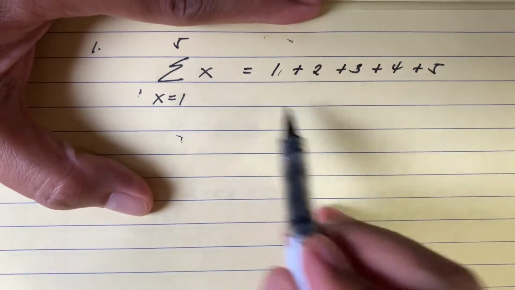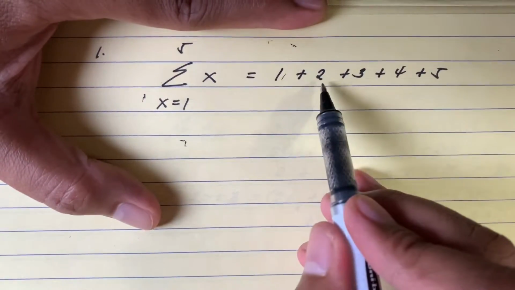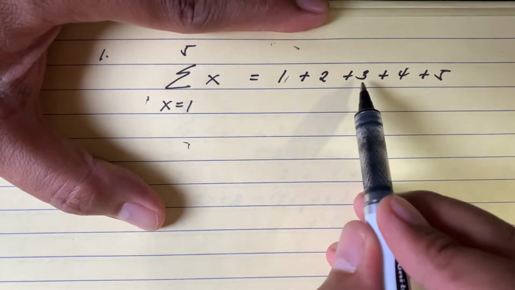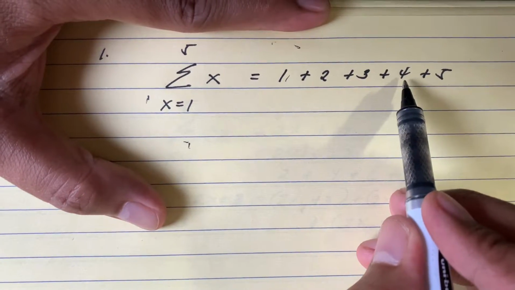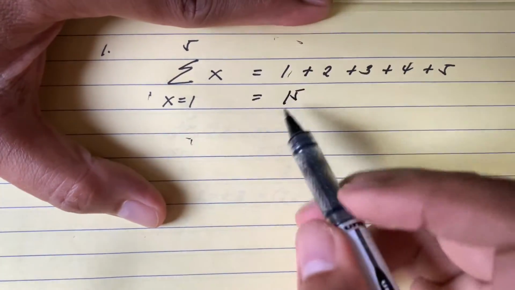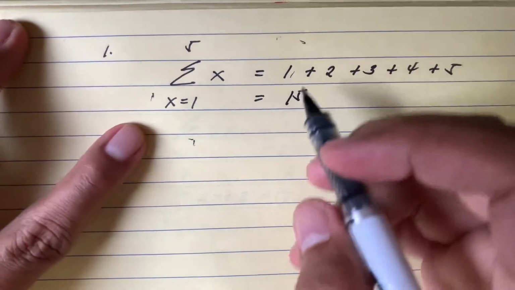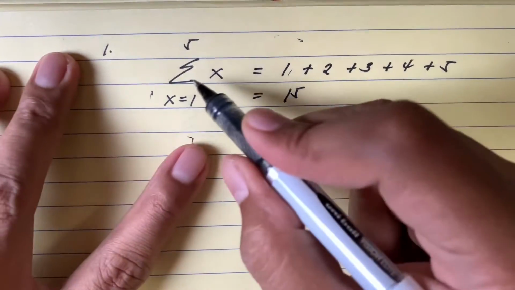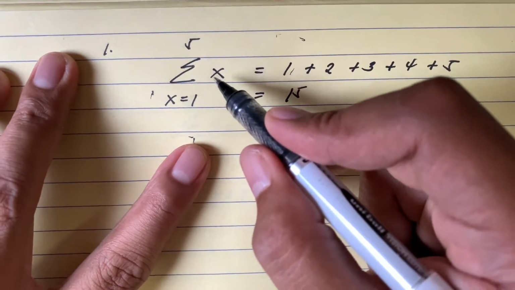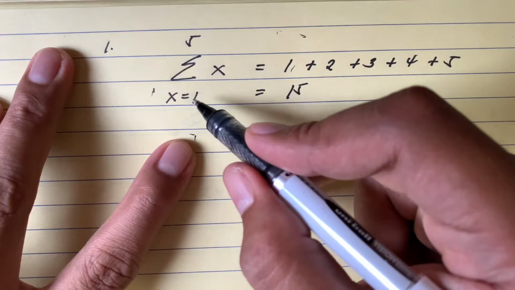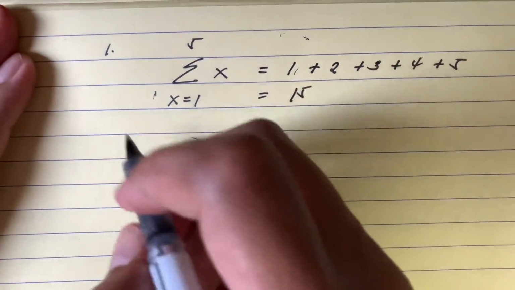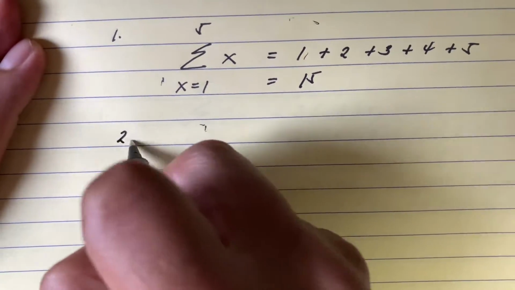Now we are going to add. 1 plus 2 is 3, plus 3 is 6, plus 4 is 10, plus 5 is equal to 15. This is now the evaluated form of this summation notation. The summation notation of x as x goes from 1 to 5 equals 15. This is the result. Okay, let's have another example.